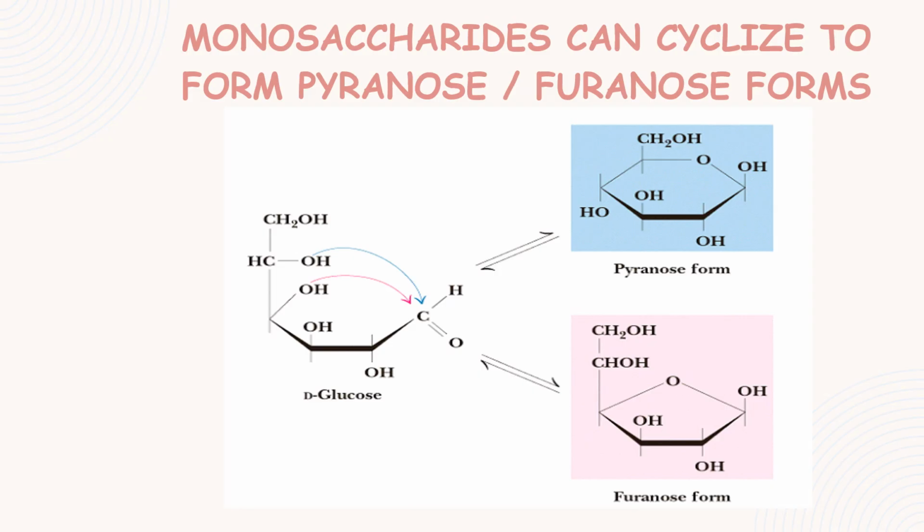Monosaccharide can cyclize to form pyranose or furanose form. See, this is D-glucose. It can be cyclized to form pyranose form like this and also it can be cyclized to form furanose form like this.